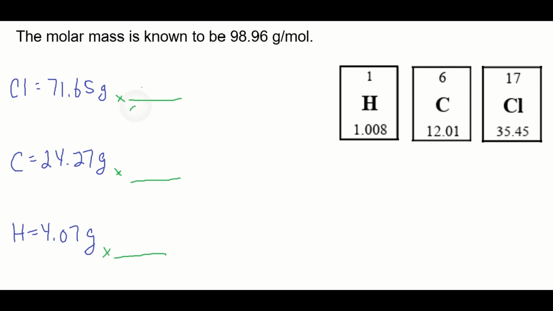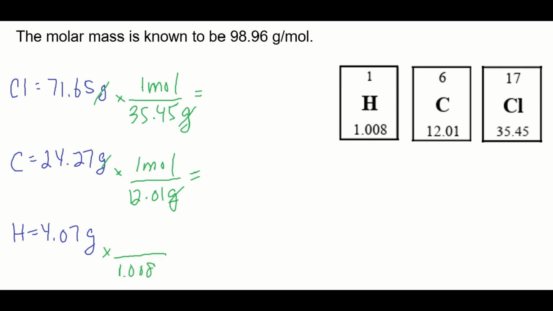Chlorine has a molar mass of 35.45 grams per mole. So set up your conversion factor so the grams cancel out and we're left with moles. Now carbon has a molar mass of 12.01 grams per mole, and hydrogen has a molar mass of 1.008 grams per mole. These types of problems you don't need to be super precise, but it doesn't hurt.